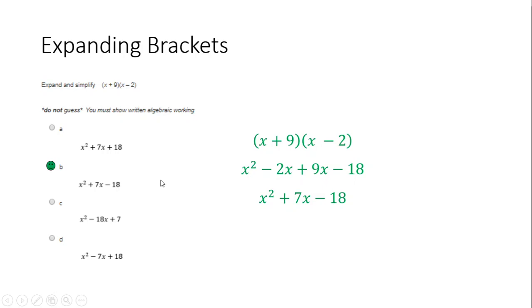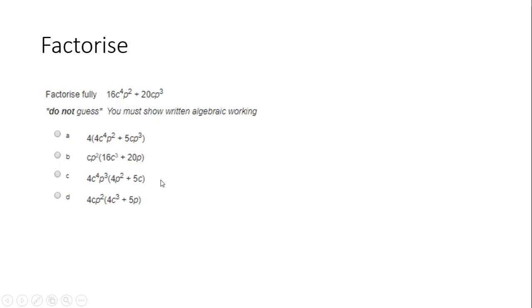Okay. Factorizing. Once again, I'm saving you from having to write this, but you need to be able to factorize for yourself and factorize fully. So looking at this expression, I put it in different colors for you so you can see what the common factors are. Comparing the numbers, you should be thinking, what number could we divide both 16 and 20 by?